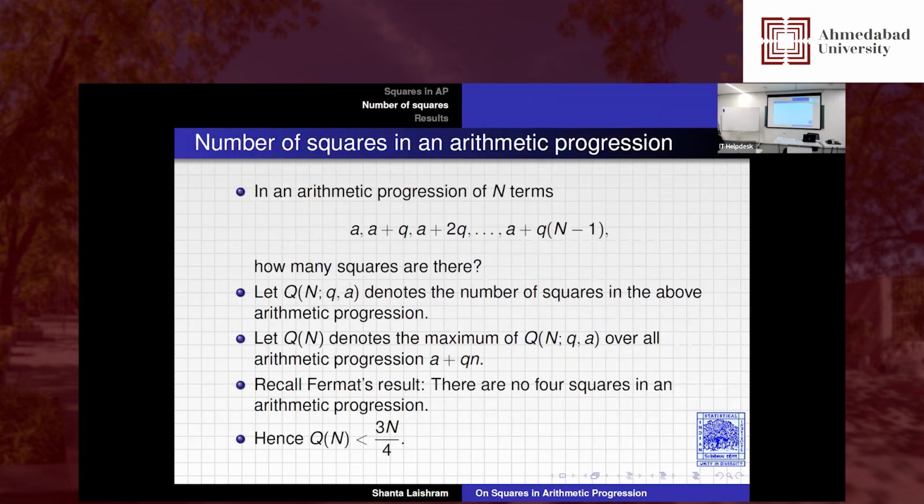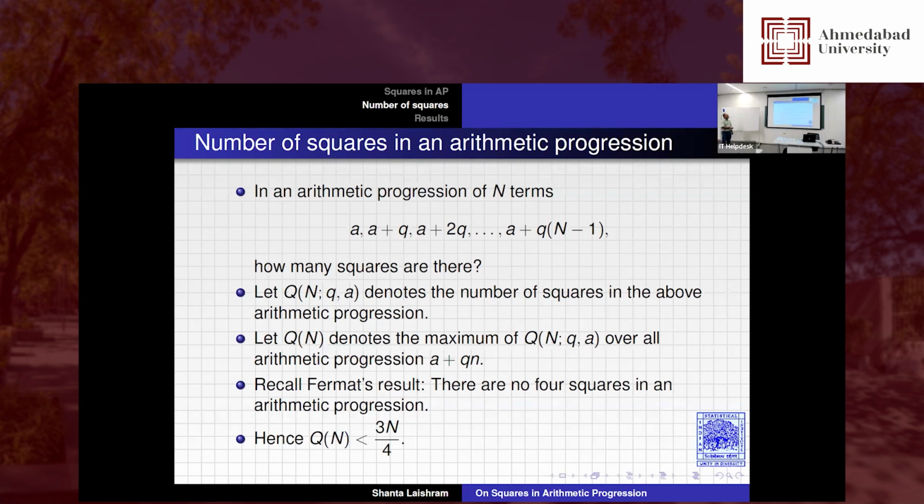Okay, so now I look at this other problem. You're looking at an n-term AP and you're asking how many squares it has. So basically you let Q(a, q) count the number of squares in this arithmetic progression. Now you take all possible arithmetic progressions of length n, and you count the maximum possible number of squares in an arithmetic progression of length n and call it Q(n). So given capital N, Q(n) counts the maximum number of squares in an arithmetic progression of length n.